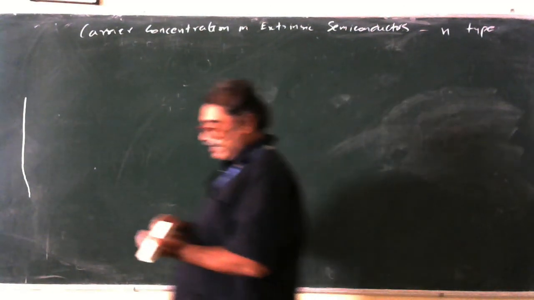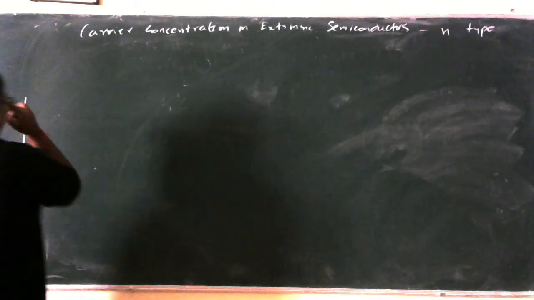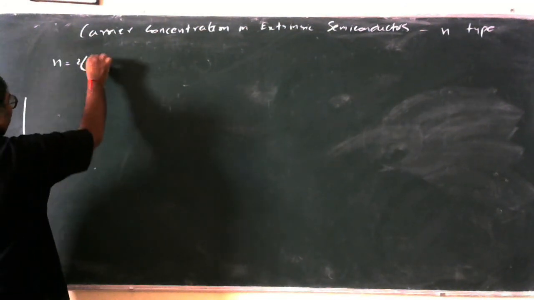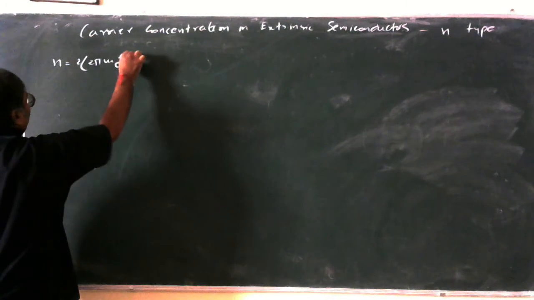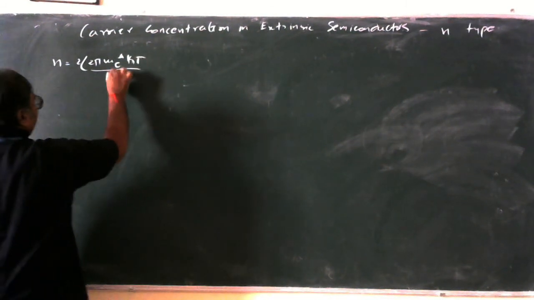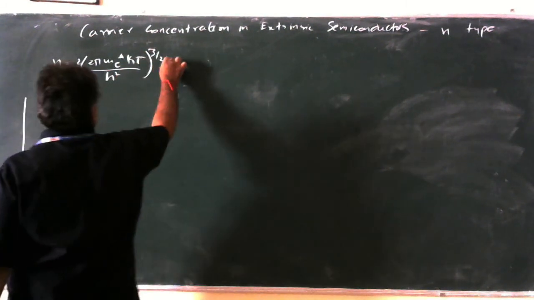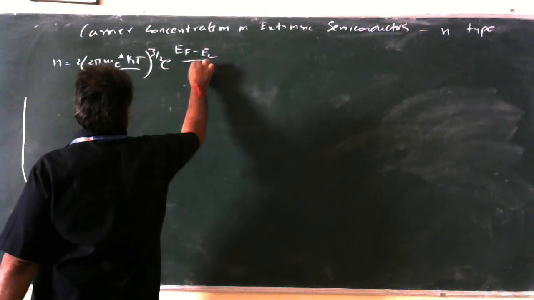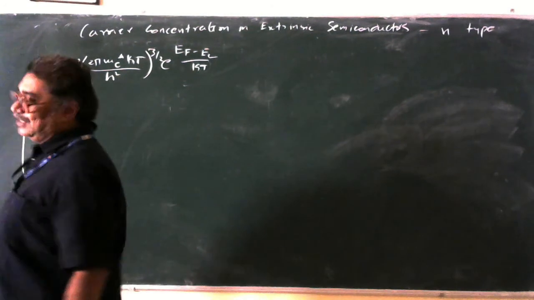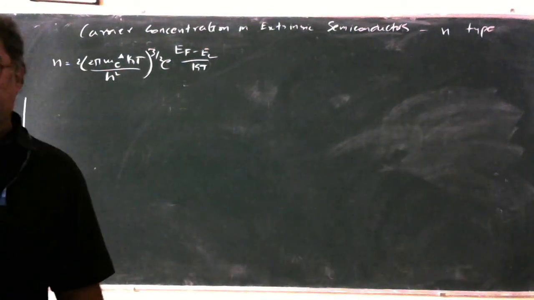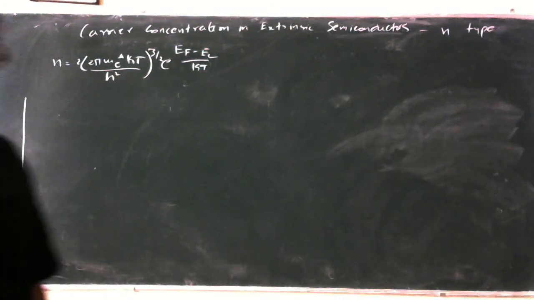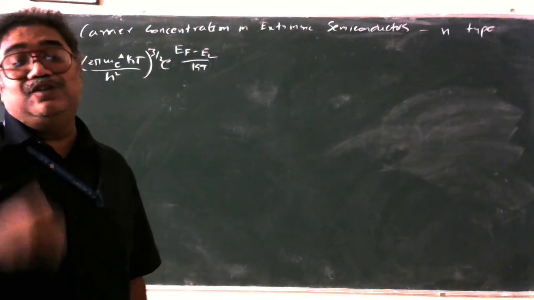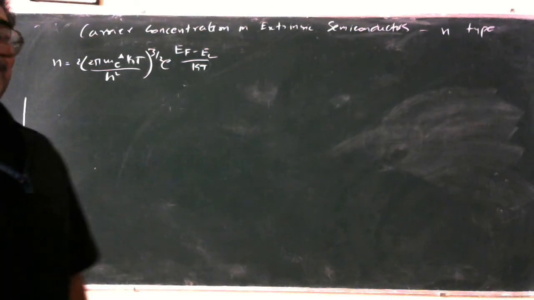As in an intrinsic semiconductor, the number of free electrons is given by n equals 2 into (2 pi m star kT by h square) whole to the power 3 by 2, exponential of (Ef minus Ec) by kT. These are the free electrons which are available. But how are we getting these free electrons? Because somebody is donating the electron, and here arsenic is donating it.